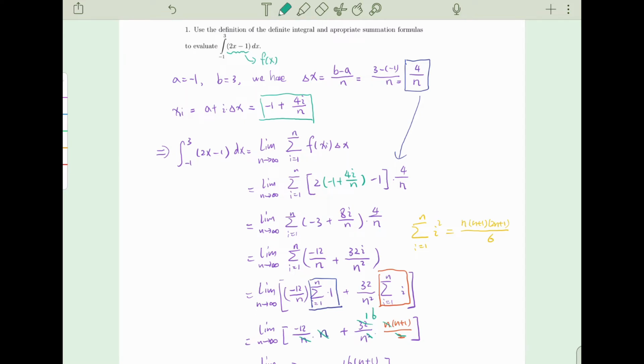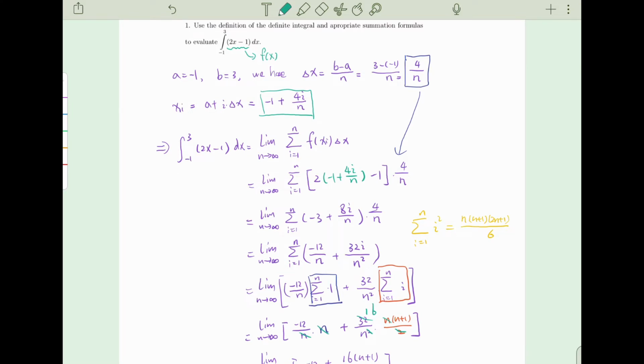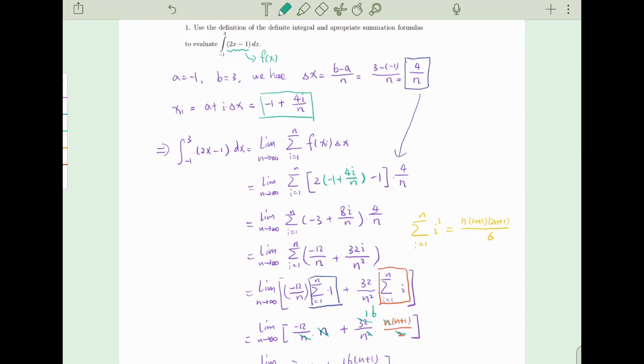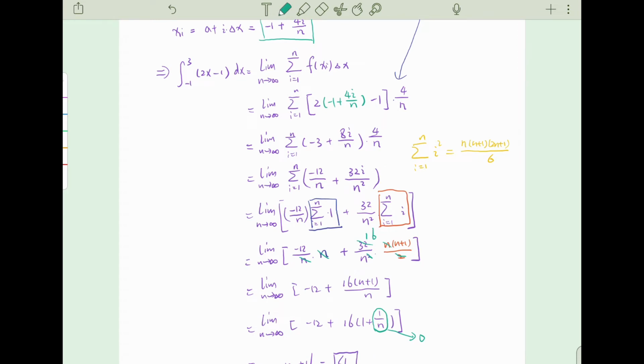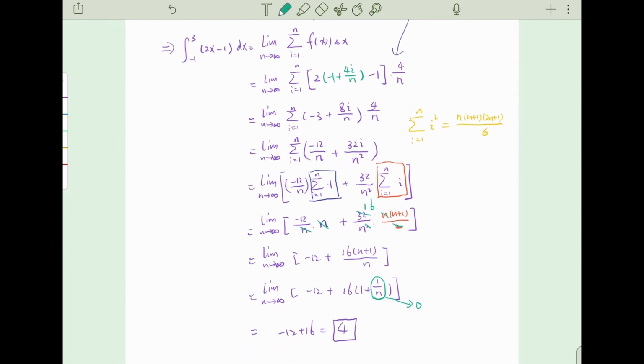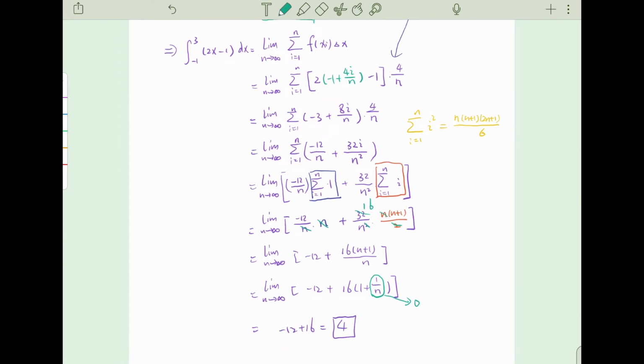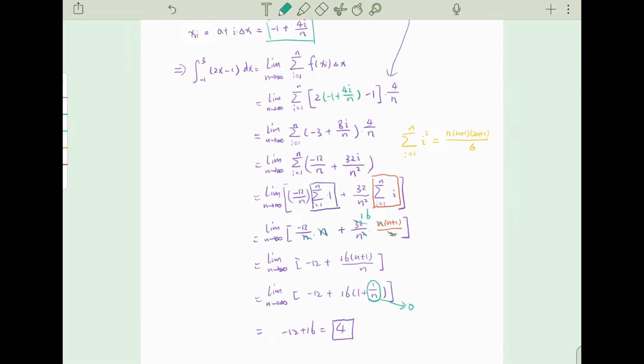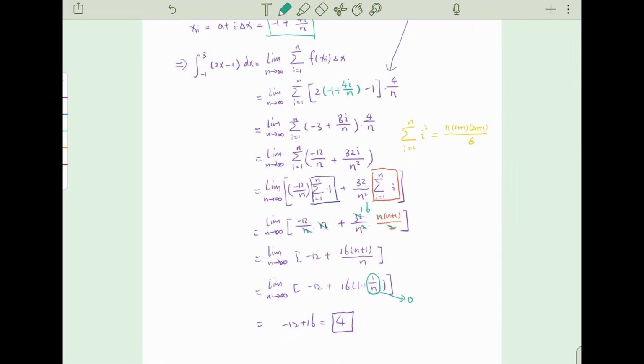If you're not comfortable with this, then check out the textbook for the definition, and also review some formulas about the summation. Okay, so that is question 1, which is a long shot, definitely.